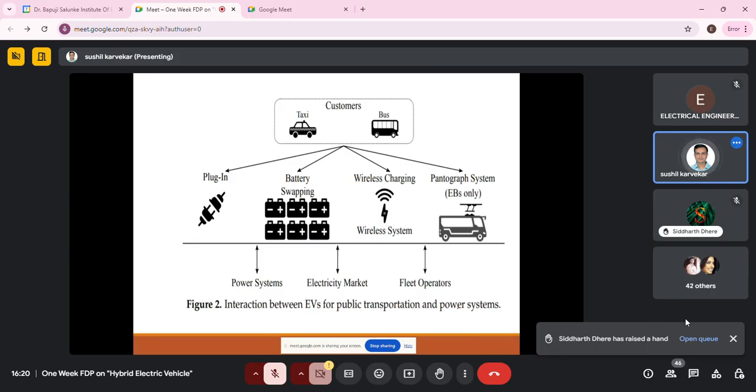For battery swapping, there are specialized agencies which take care of swapping batteries, and in a very smooth transition way this can happen. So we can have this difference.